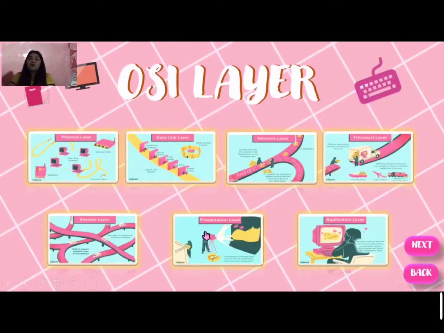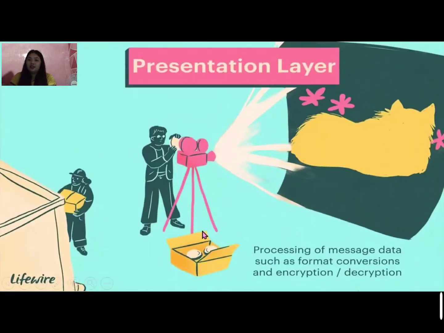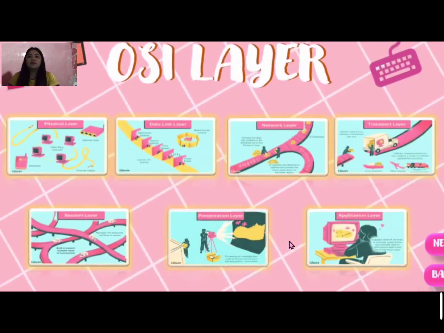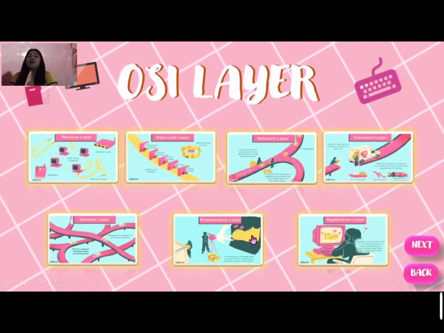After that, we have the presentation layer. The presentation layer has the simplest function of any piece of the OSI model. At layer 6, it handles syntax processing of message data, such as format conversion and encryption or decryption, needed to support the application layer above it. And now we are done with the presentation layer.